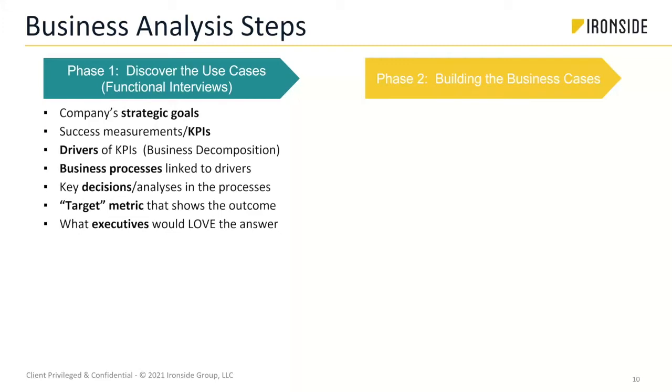Once you understand those drivers, they live in your organization in some business processes. And those business processes are typically where two key things happen. One is key decisions are made in those business processes. Should I raise price or not? Which customer should I actually deploy a service to or a solicitation to? What shipping vendor should I use? These are very specific key decisions that are made.